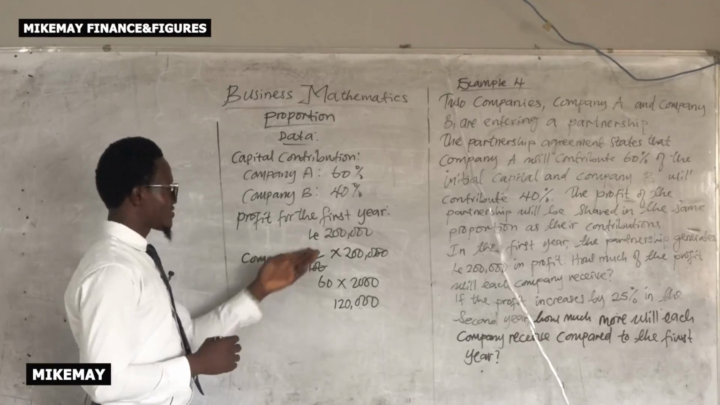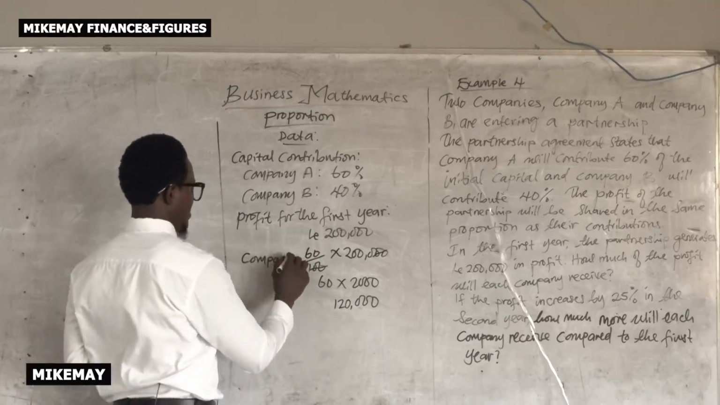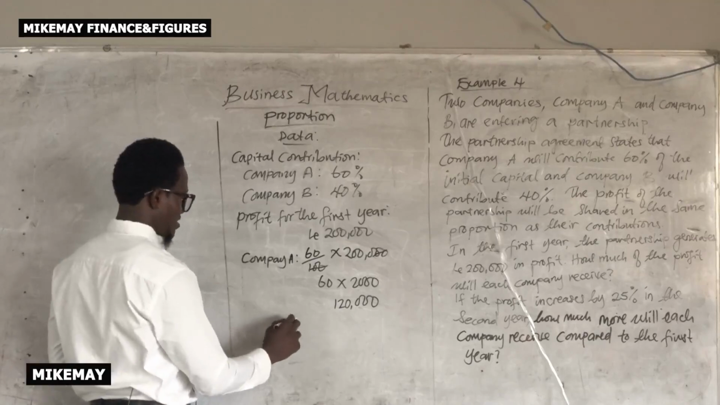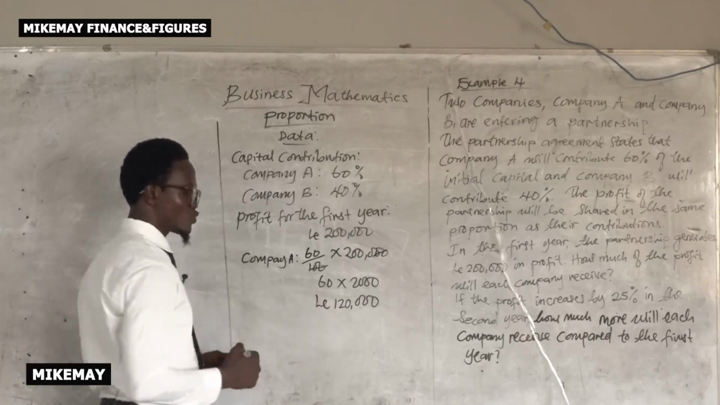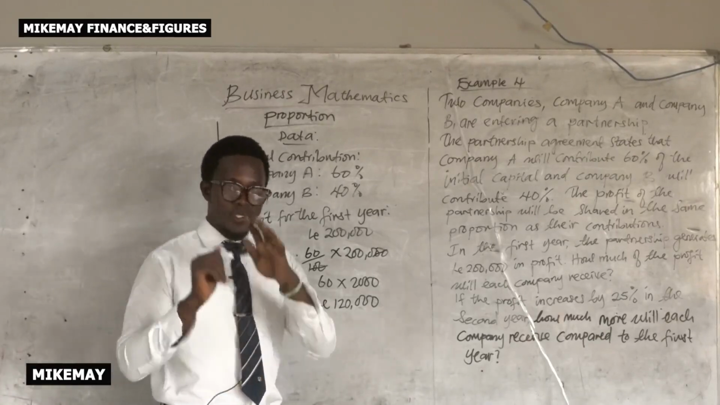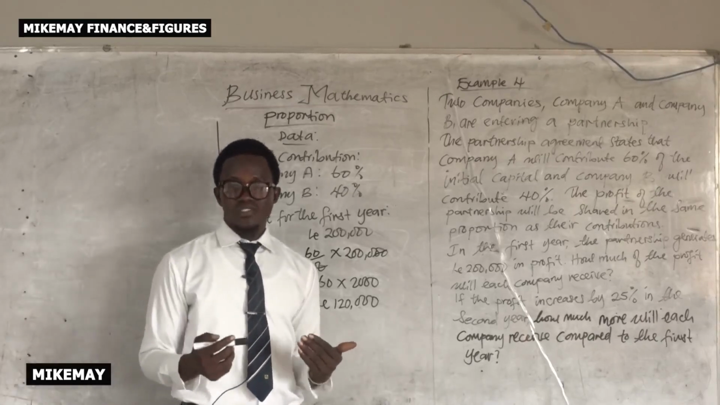So basically, out of this profit, company A, this is company A, will receive 120,000 leones. Let's work out for company B. It's easy. You can work it in two ways.